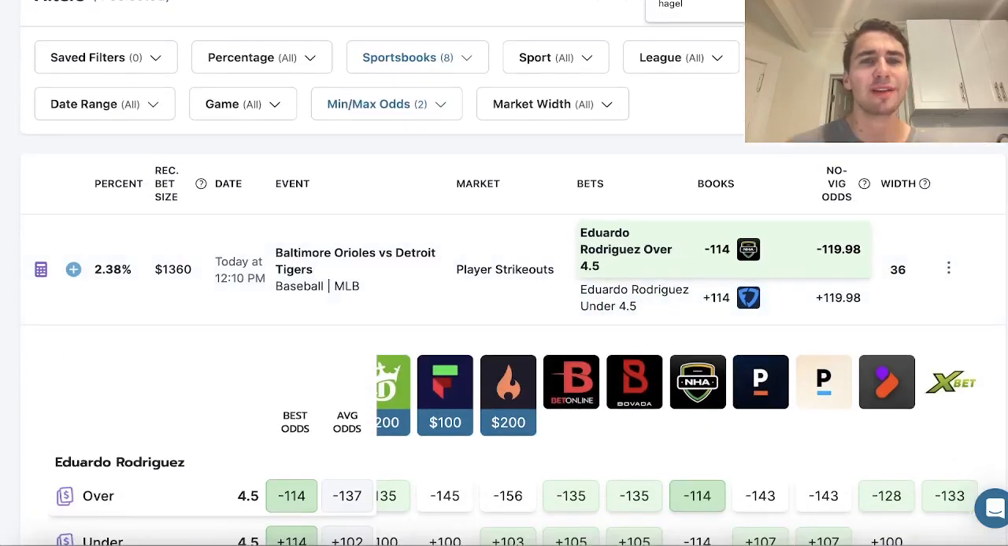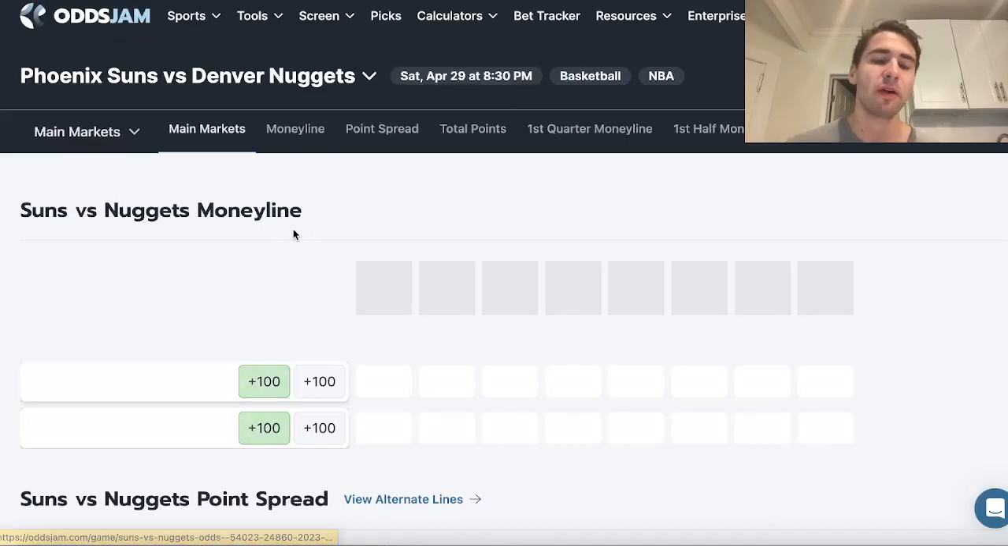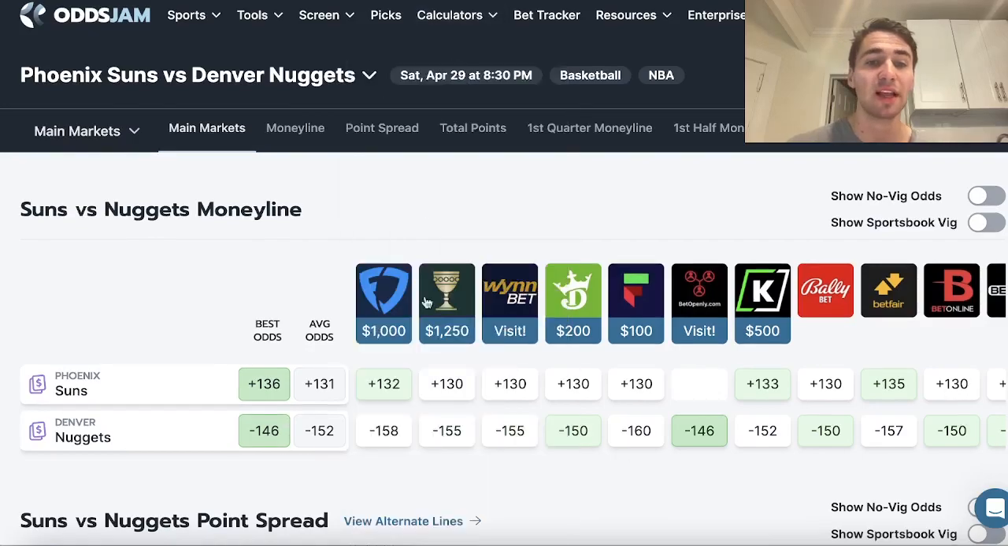But long story short, this shouldn't be surprising, right? If you look at the Nuggets-Suns game, the Nuggets are the favored team. They're minus 140 odds, minus 158 on FanDuel. So the sportsbooks are telling you the Nuggets are the favored team. One of these teams is going to win this game. So the data in the market is telling you the Nuggets are over 50% to win this game. The Nuggets are more likely to win this game.